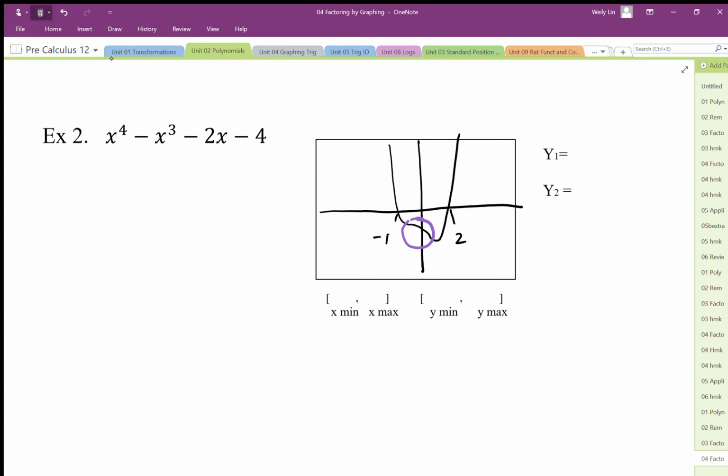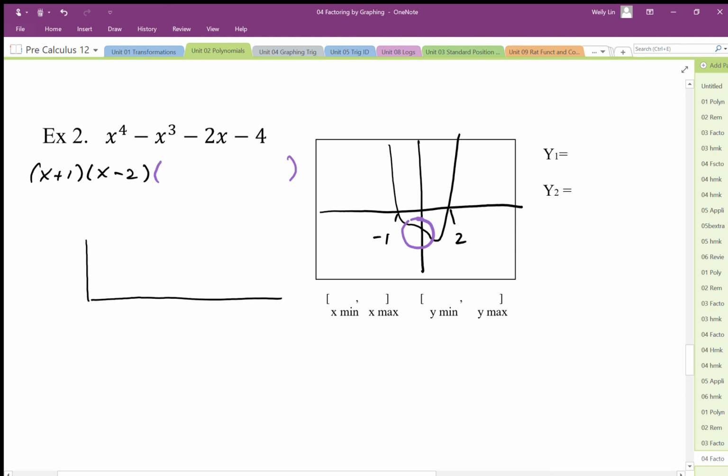From the real factors, I know that I have x plus 1 and x minus 2, and I know I'm missing 2 more factors, so they must be quadratic. How do I find that missing quadratic factor? If I have this polynomial to start, and I divide by this, and I divide by this, I'm going to be left with the quadratic. So that's what I'm going to do to find it. I'm going to do my synthetic division.